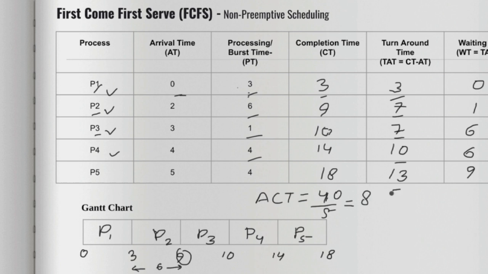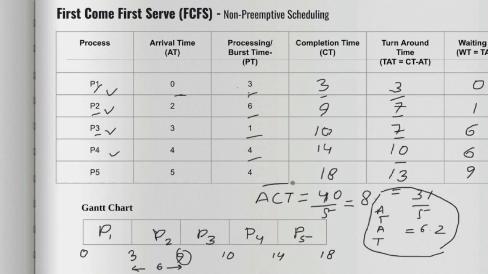Similarly, average turnaround time. So average turnaround time, ATAT, equals, we will make a sum of this. So 13 plus 10 plus 7 plus 7 plus 3. That's a total of 31 divided by 5. That makes a total of 6.2. So 6.2 is your average turnaround time, and average completion time is this.